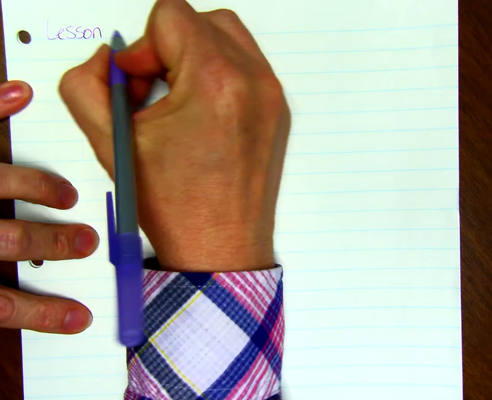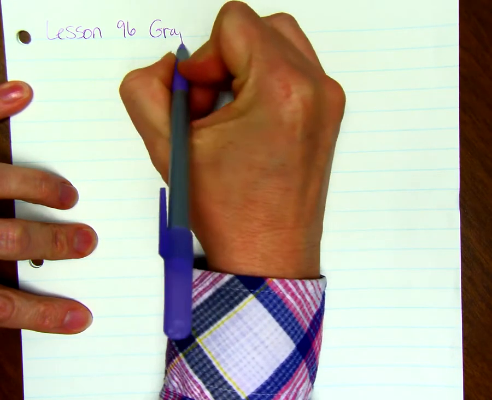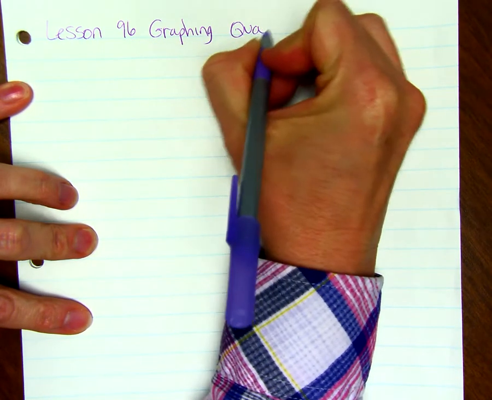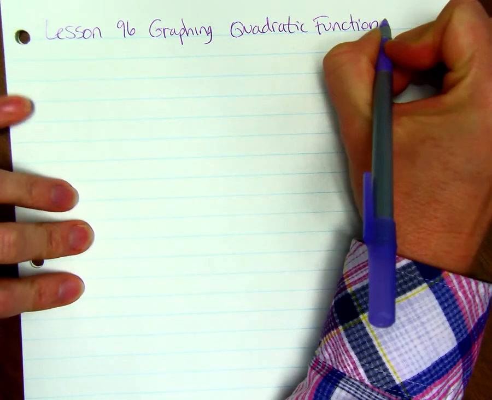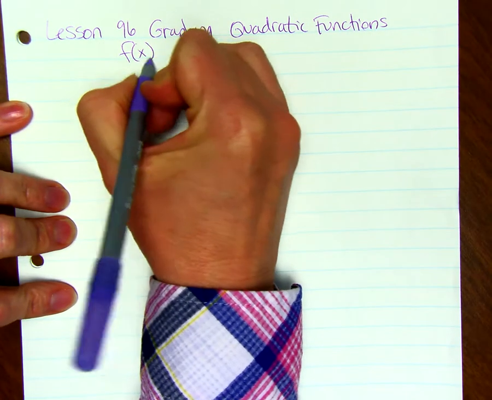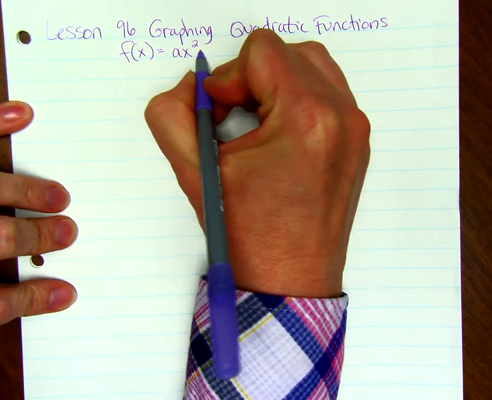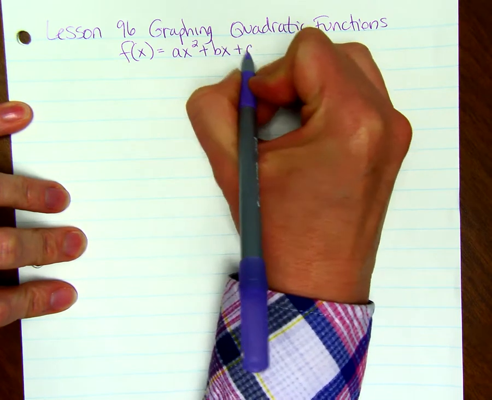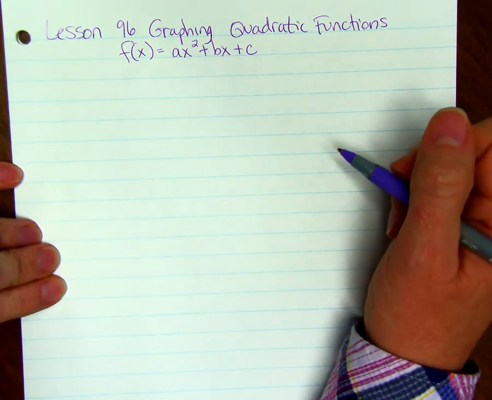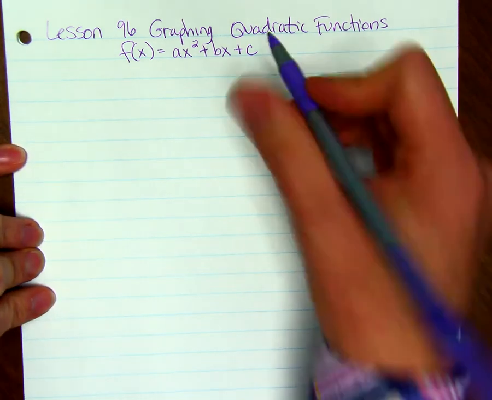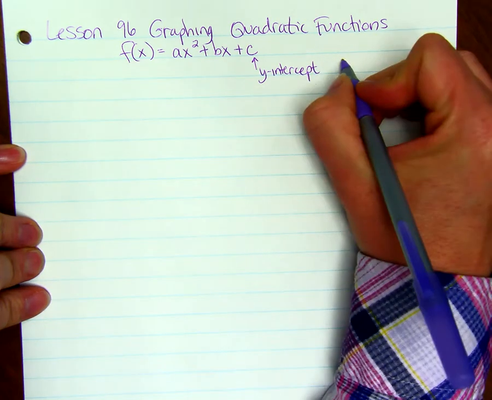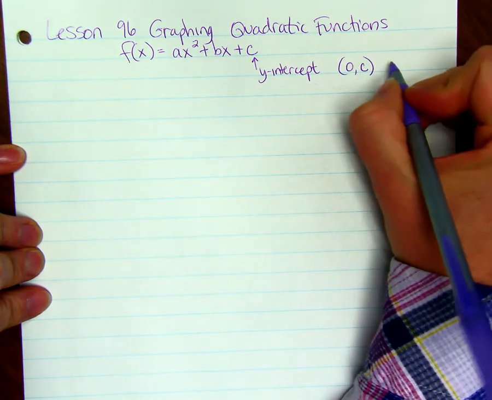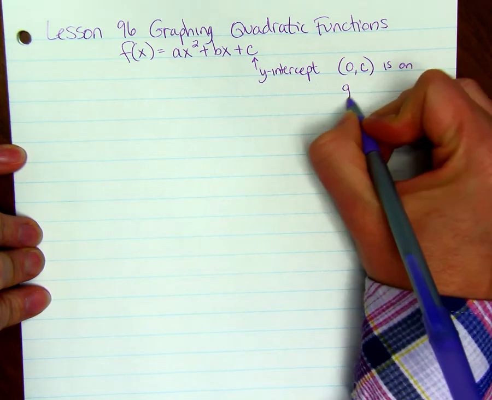Lesson 96, Graphing Quadratic Functions. A quadratic function is of the form f of x equals ax squared plus bx plus c. The c is the y-intercept. That means the point (0, c) is on the graph.